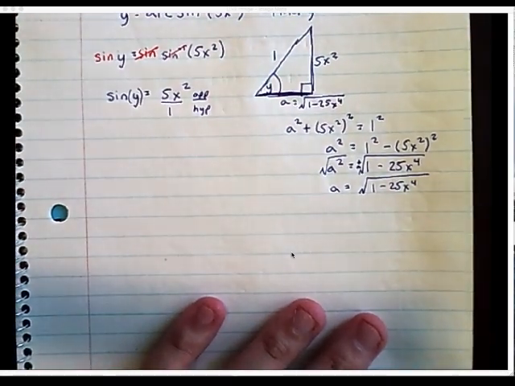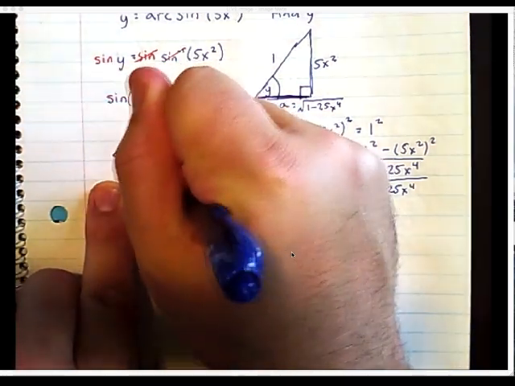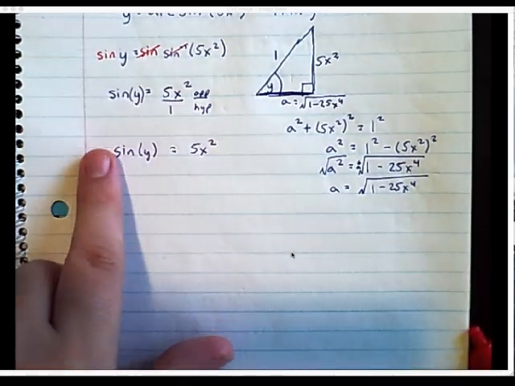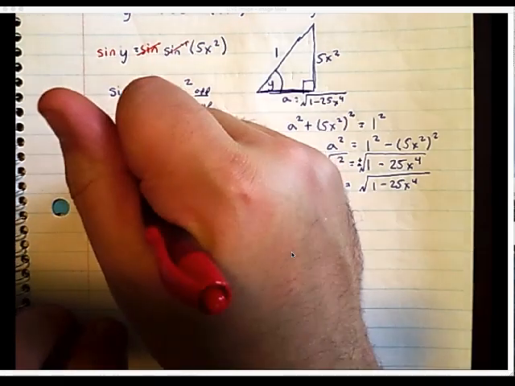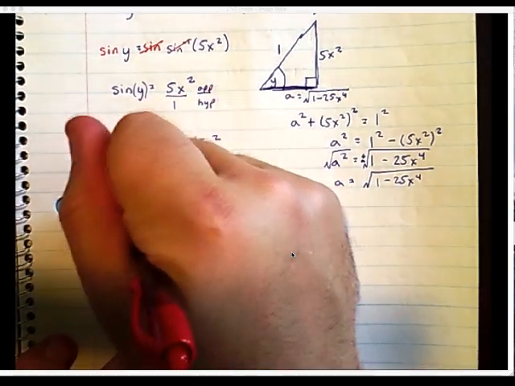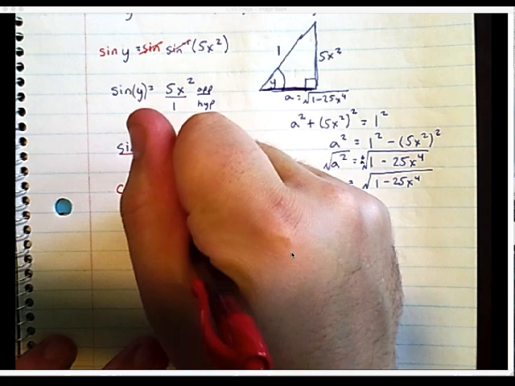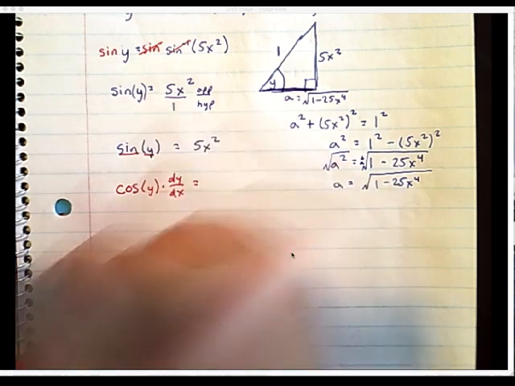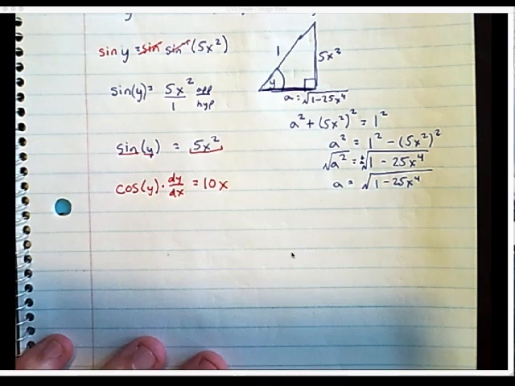Okay. Let's come back to this now. So sine of y equals 5x squared. Let's take the derivative of this using implicit differentiation. Okay. So to find the derivative of that part, okay, it's a chain rule. So the derivative of sine is cosine, leave the inside alone, but now multiply that times the derivative of the inside. So the derivative of y is called dy over dx. Okay. Now what's the derivative of this? Hopefully you just say, well, that's 10x.